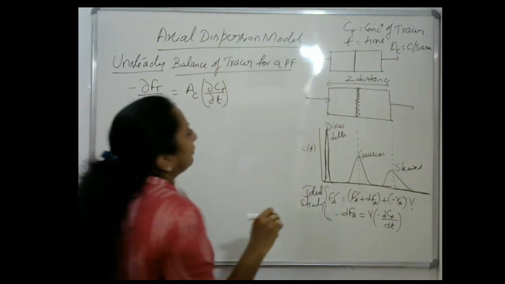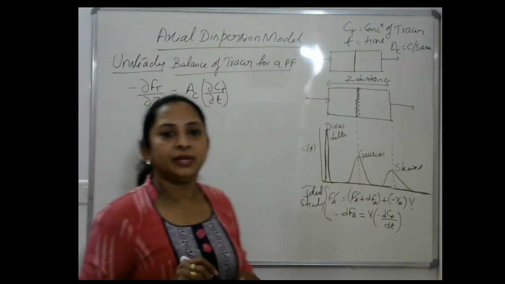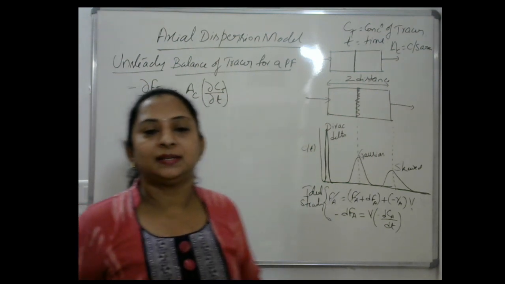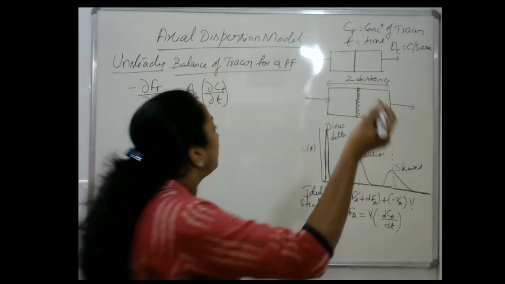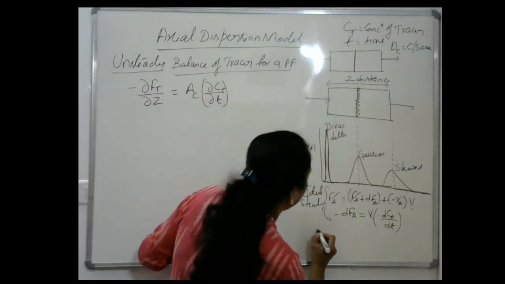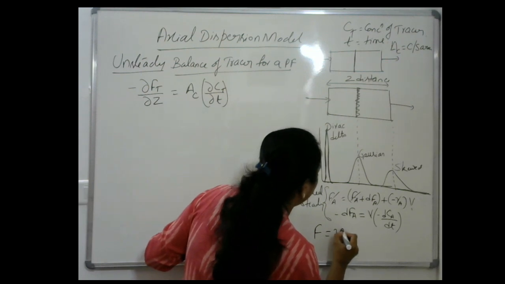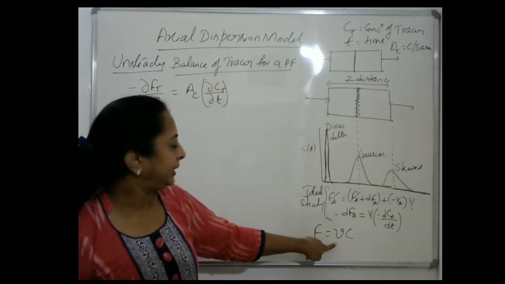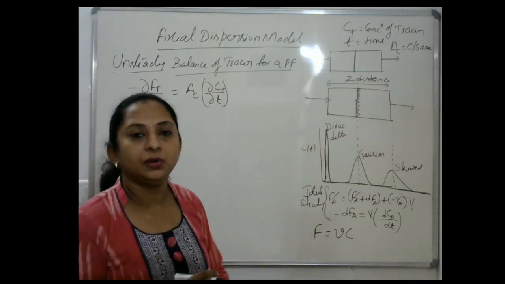And yeah, Ft is a molar feed rate. Okay, so this molar feed rate. Now let us discuss more about this molar feed rate. How did you find molar feed rate? F is equal to V into C for an ideal reactor.